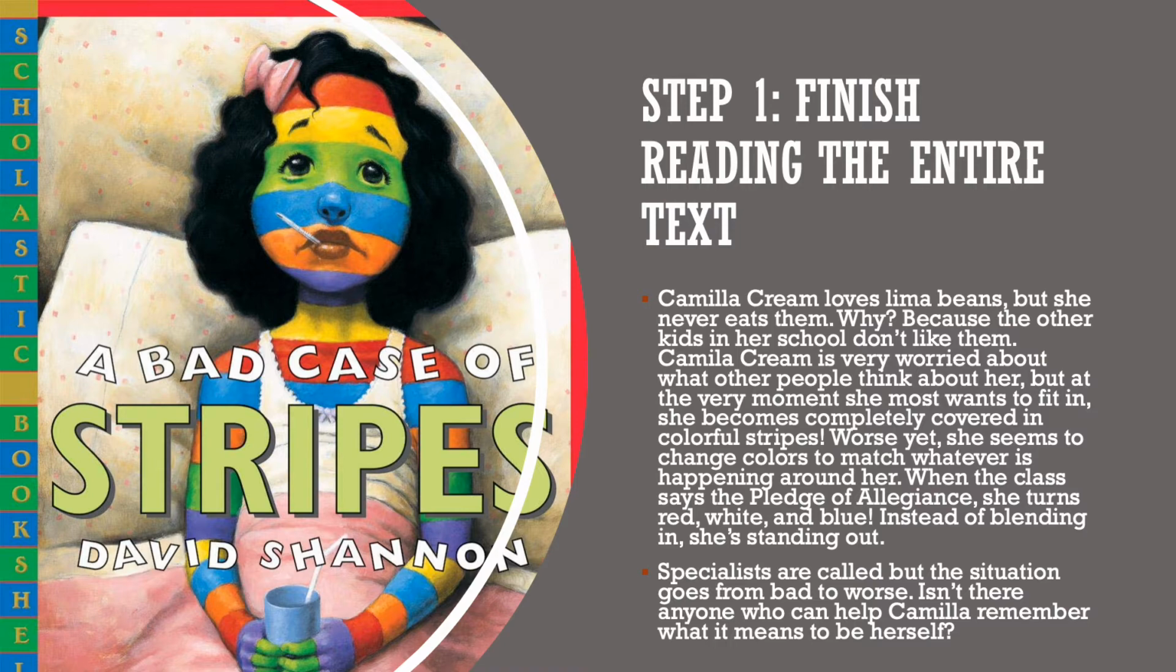When the class says the Pledge of Allegiance, she turns red, white, and blue. Instead of blending in, she's standing out. Specialists are called, but the situation goes from bad to worse. Isn't there anyone who can help Camilla remember what it means to be herself?